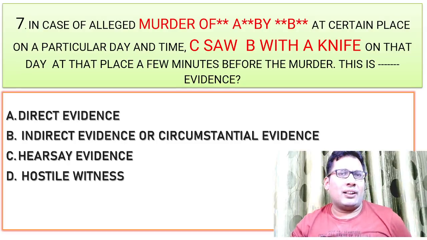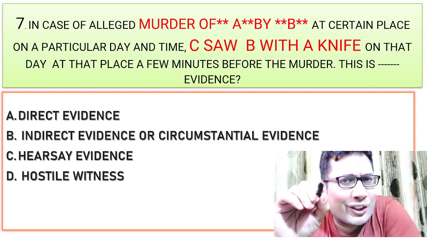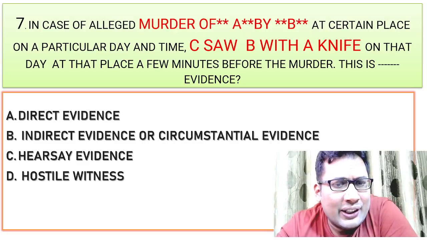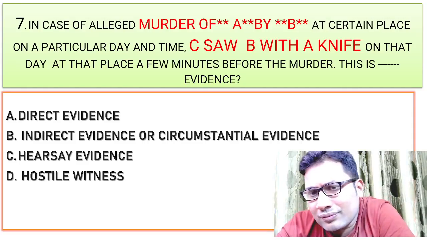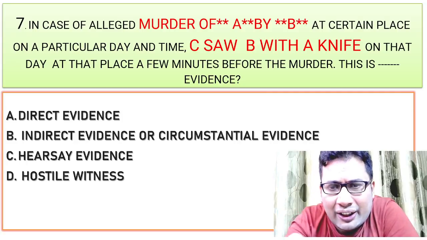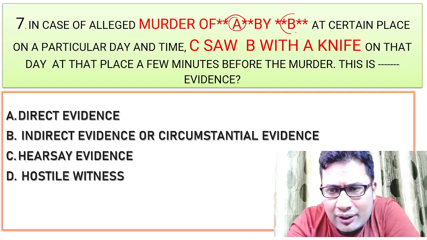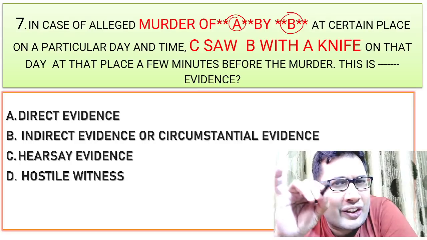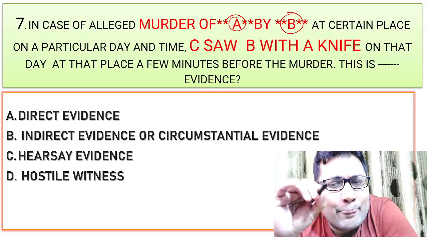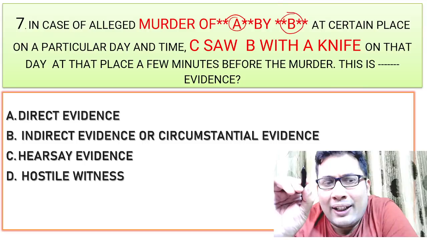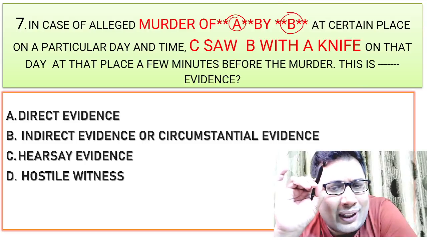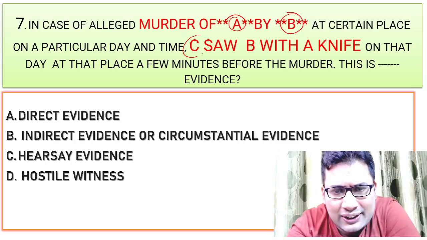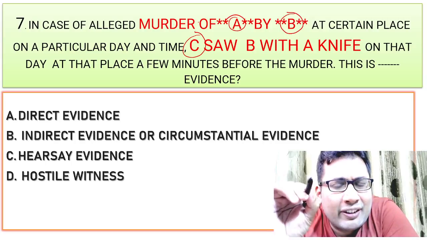Question number 7. I think this is a new question asked in the exam. In case of alleged murder of A by B, I think the question framing was different, maybe Sham or Ram. So A was murdered by B at a certain place on a particular day and time, and C saw B with a knife.